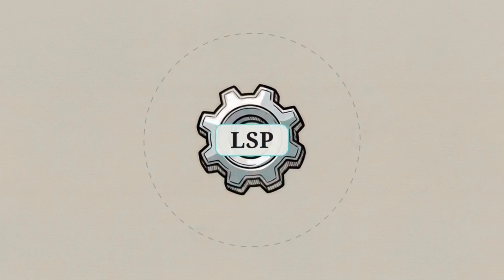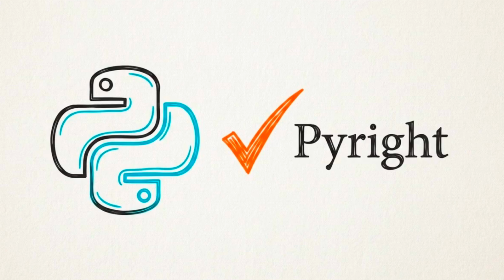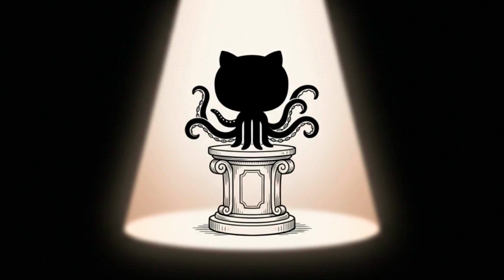Your first addition should be a language server protocol tailored to your programming language. If you write Python, you install Pyright. This gives the agent static type checking and intelligent completions, so it validates the code it generates before handing it back to you.